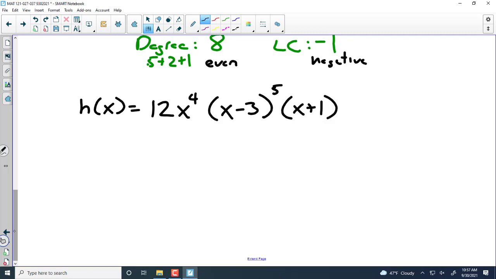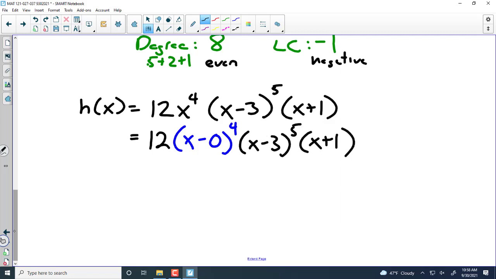All right, everyone. Now, before I even ask you for the degree, I want to remind you that even though we don't usually write this, you can think of that x to the 4th right there as x minus 0 to the 4th. People won't write it like that, but I do want you to remember you can think of it like that. So that being said, what's the degree of this one? 10. 4 plus 5 plus 1. We cool? Degree is 10.